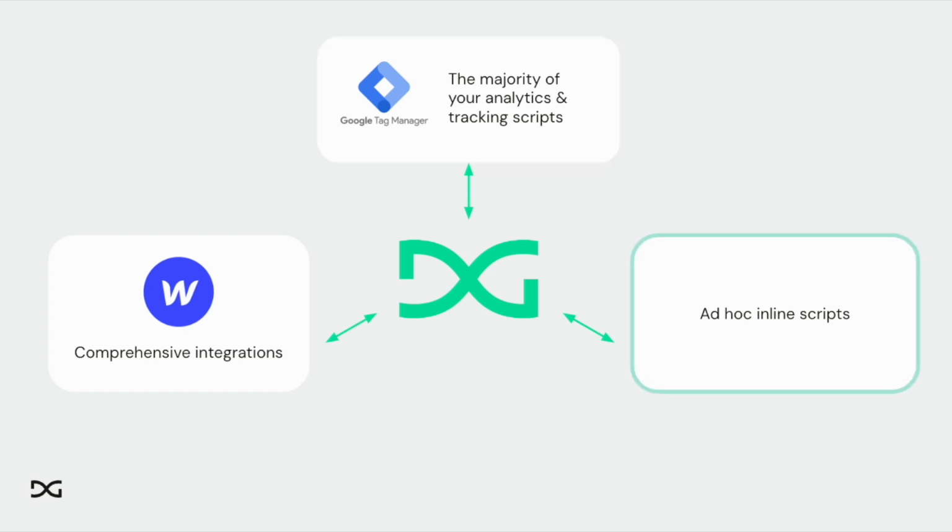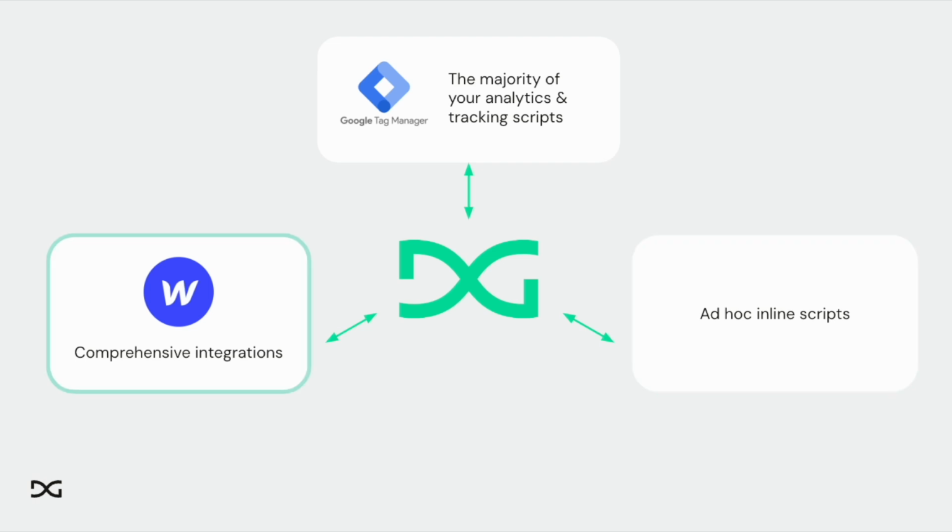Most scripts managed outside of GTM will require just a simple code adjustment for DataGrail Consent to ensure user consent preferences are honored. For more complex third-party services, you'll ensure continued compliance either through a direct integration with DataGrail Consent, such as our integration with Webflow, or by creating a callback. Callbacks are often used for services like HubSpot, Segment, and Shopify.